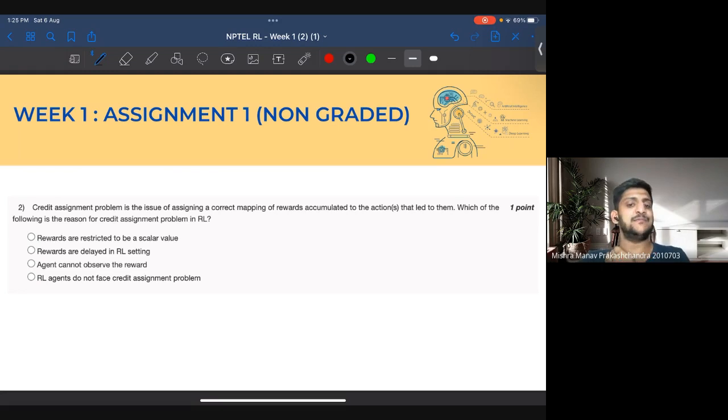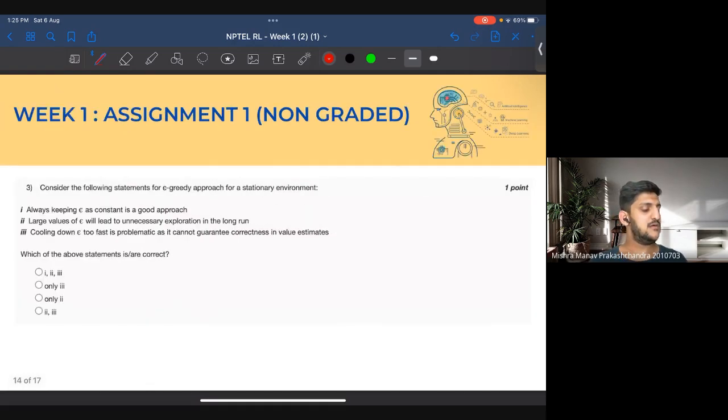The issue with the credit assignment problem is that because games are long, the feedback that reaches the agent is delayed. The agent only gets the feedback after completing the whole game. This never happens in an immediate RL setting, but it happens in reinforcement learning where the rewards are delayed. Okay, so, rewards are restricted to scalar values? No, that's not the credit assignment problem. Rewards are delayed in the RL setting. Yes, this is the correct answer, and the other options are incorrect.